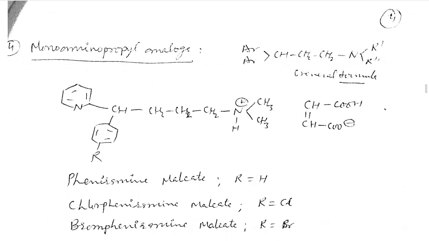Another, the 4th class of antihistaminics that we are going to discuss is the monoaminopropyl analog. So look here, what do we mean by monoaminopropyl? In the general structure, there is a propyl group attached to 1 amino group, so monoaminopropyl, and the terminal carbon of the propyl group is substituted by aromatic rings. 2 aromatic rings may be substituted, and the nitrogen may be substituted by aliphatic groups R dash, and Ar on the carbon. So this is the general formula for the monoaminopropyl analog.